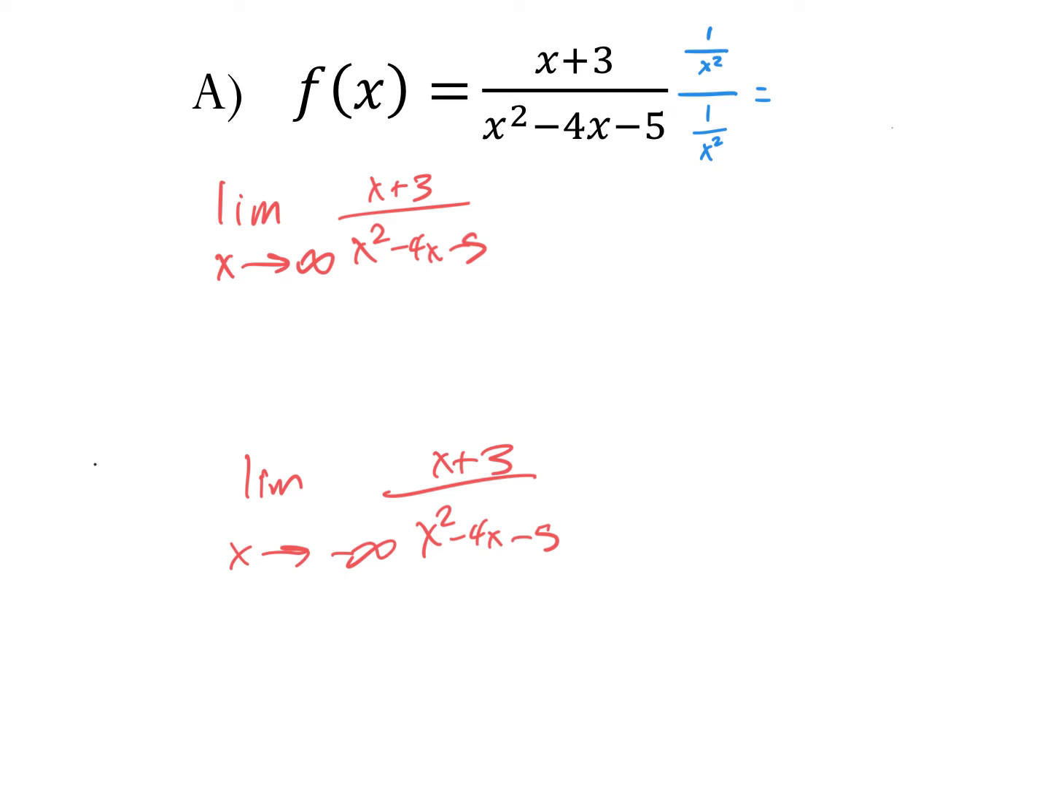Okay? So if I multiply the numerator by 1 over x squared, I'm going to get 1 over x for that first piece, plus 3 over x squared. And on the bottom, I'm going to get 1 minus 4 over x minus 5 over x squared. I'm going to just let you guys absorb that for a second.